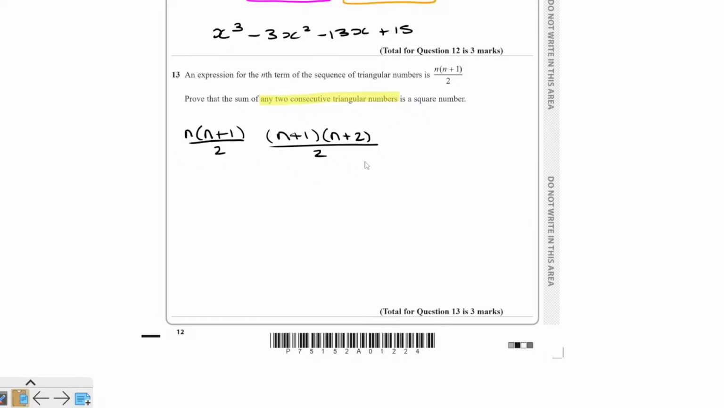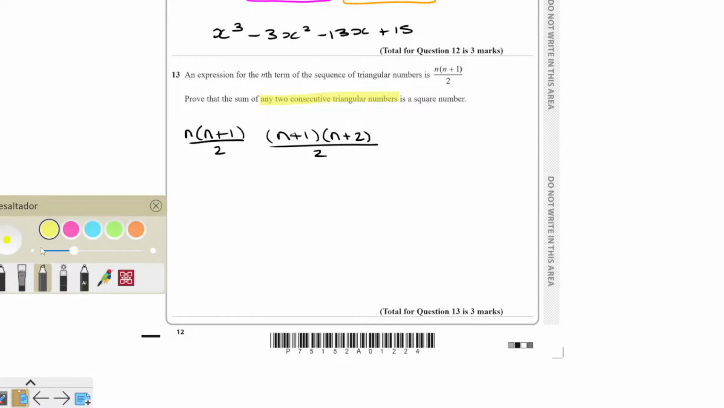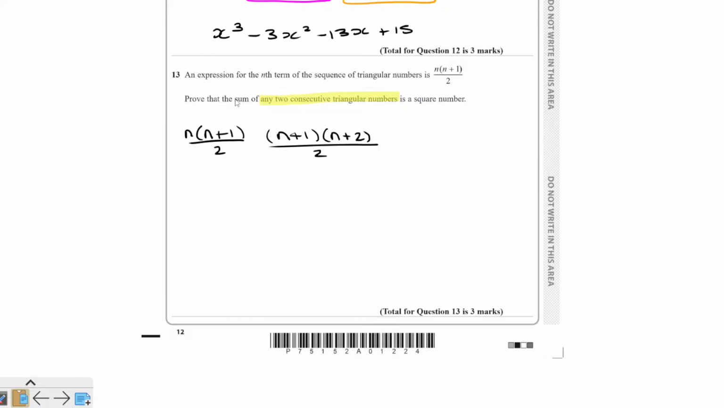So that's the first bit. Any two consecutive triangular numbers, just take what they've given you and then find a consecutive one. You can also do n minus 1, so consecutive but before n if you want, but I never really think to do that. Then I think, what do you want me to do with these? This is my starting point, but what am I doing with that?